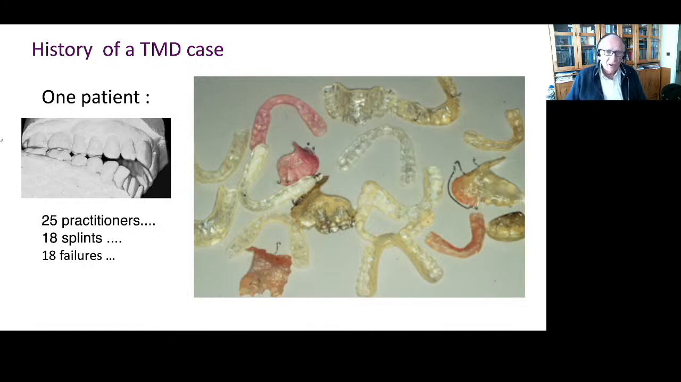And you can see here her occlusion with an important open bite. And she had a lot of splints with different types of form. But the problem is not the type of the splint. The problem is the diagnosis.